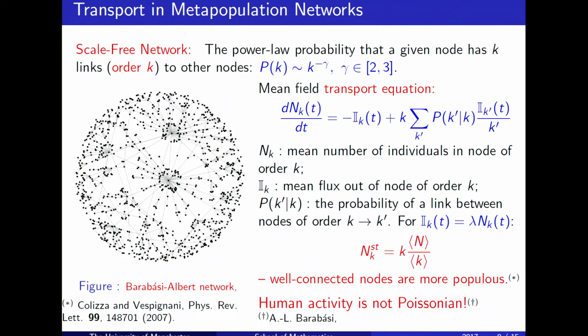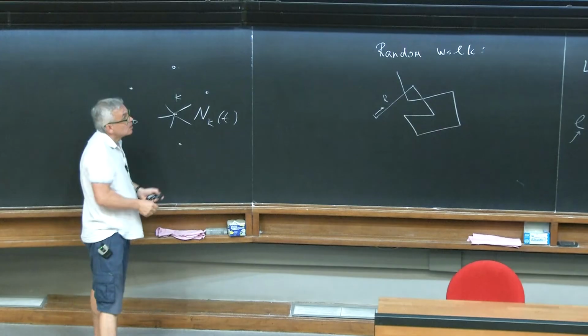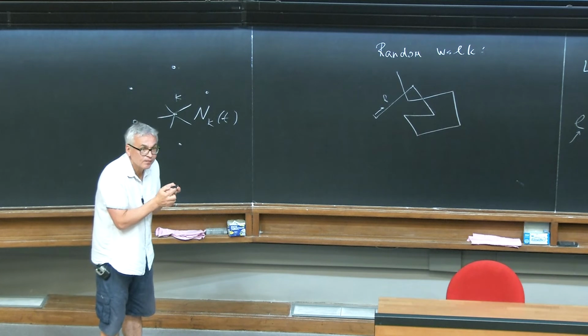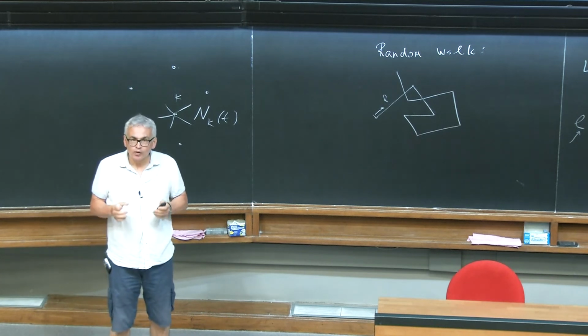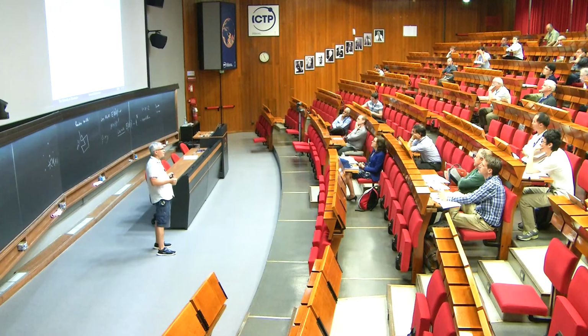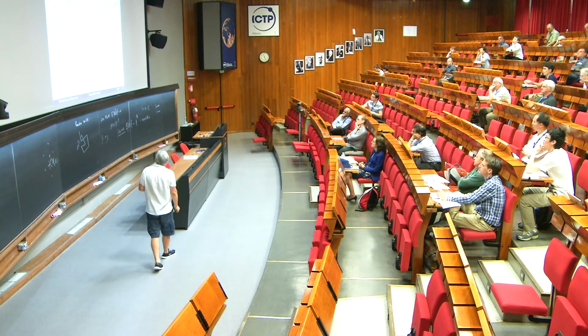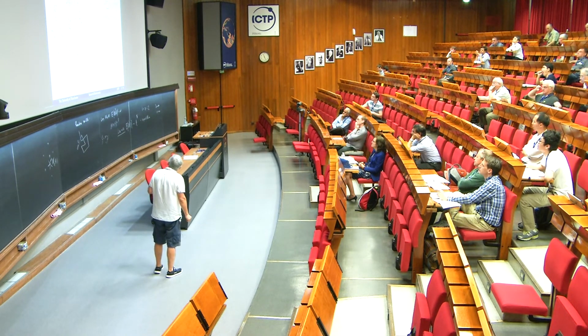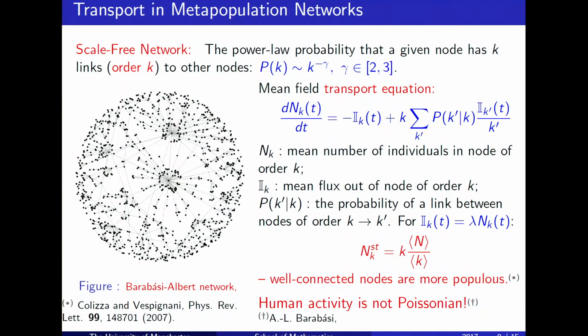So can I have your attention, please? In the long time limit, the number of particles at a particular node is proportional to k, the number of connections. So the aggregation of particles happens in the nodes with a lot of connections. That's why we say it's good to be well connected, and well-connected nodes are more populous. This is a very well-known result in network theory. Many things are based on this idea, like page ranking and many other things.